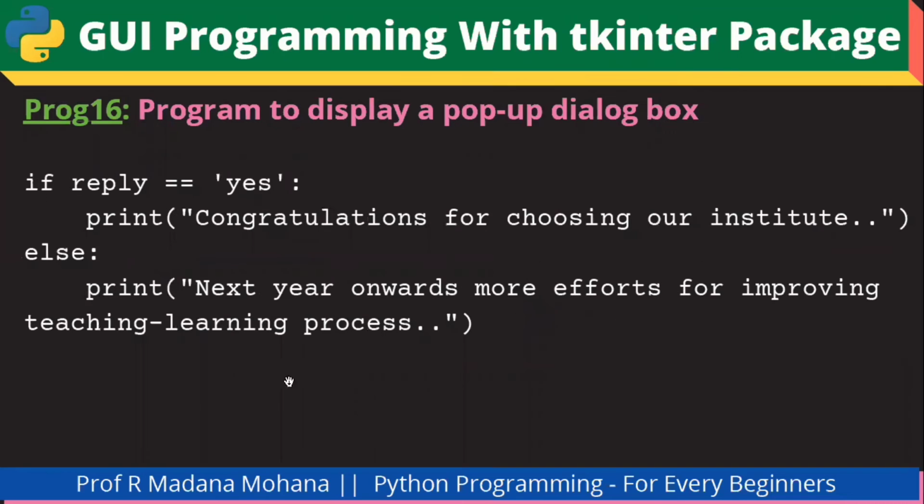So if you click on agree, yes: if reply equal to yes, some information is printed. Congratulations for choosing our institute. Else, if reply is no, that means you are not agreeing. So maybe some improvement in the next year onwards, more efforts for improving the teaching learning process, like that. So two inputs are there. If you click on yes, the first information is displayed. If you click on no, the else information is displayed.